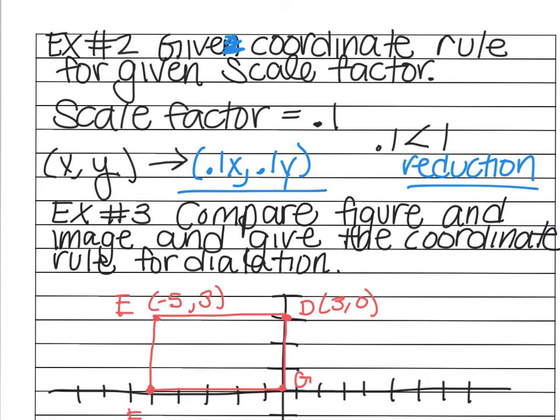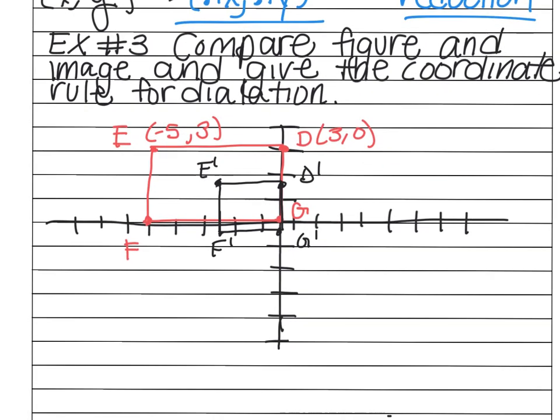Example number 3 is asking us to compare the figure and the image and give the coordinate rule for the dilation. Here in red is my image, and here in black is the original, and then we had a reduction where we reduced it. So the dilation was a reduction. We're going to use that to figure out what the scale factor was so that we know what the rule was. I'm going to move this up a little bit so we can see it.